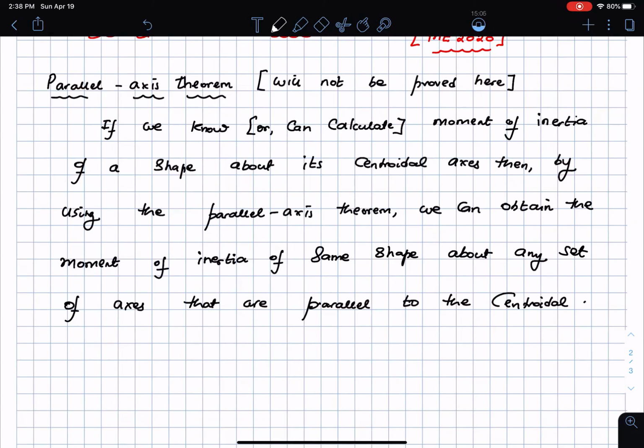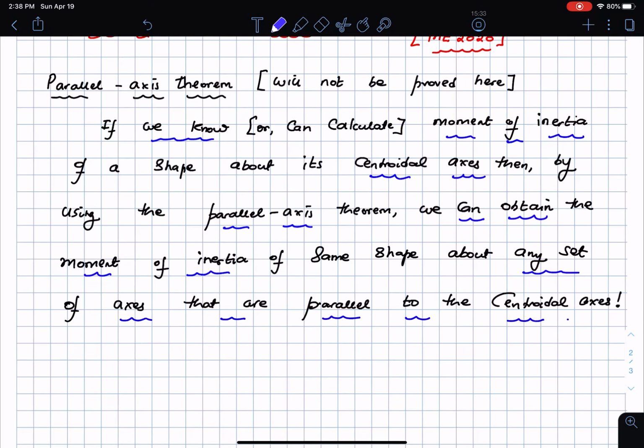Okay, the centroidal axis. This is the main reason for this particular theorem. Once again, I want to underline certain things. If we know the moment of inertia about the centroidal axis, then by using the parallel axis theorem, we can obtain the moment of inertia of the same shape about any set of axes that are parallel to the centroidal axis. This is the aim of the parallel axis theorem, and the basic idea is fairly straightforward.